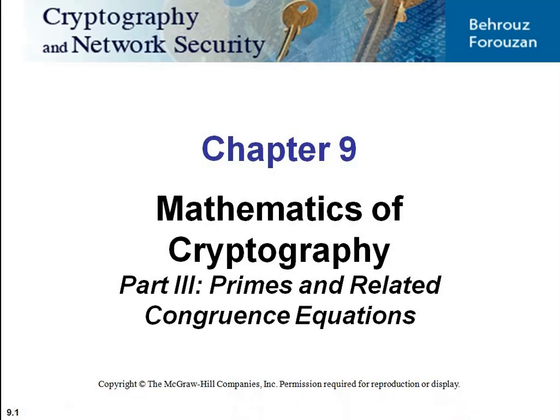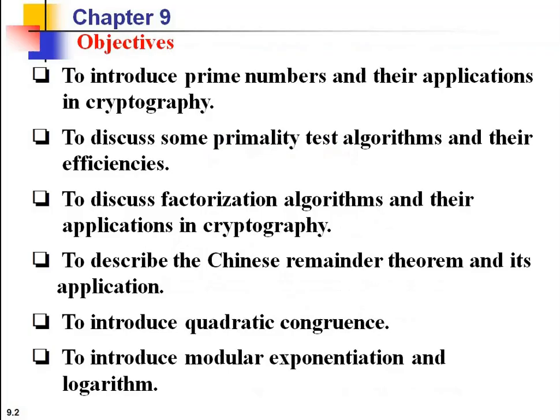In this video lecture we will be discussing mathematics of cryptography, and we will cover part 3, primes and related congruence equations. These are the objectives which we are going to cover in this lecture.